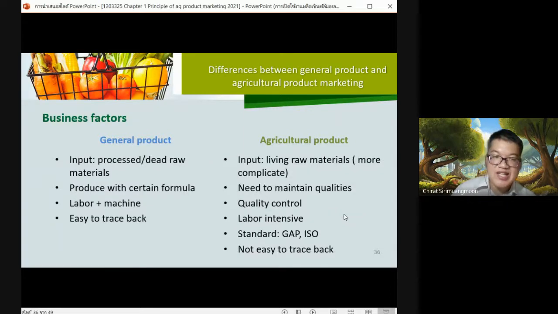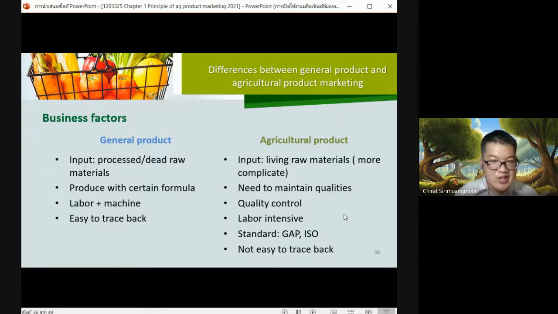How about the business factors? So business factors for general products: we have input in terms of process or raw materials. But an agricultural product is still living, as I mentioned. So it still has some respiration. It still produces gas, carbon dioxide or oxygen. So they're still alive. You need to maintain the quality.